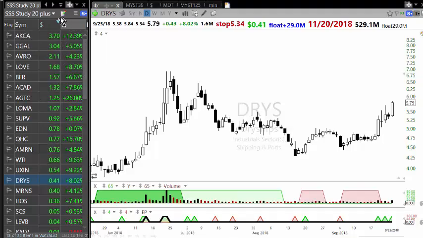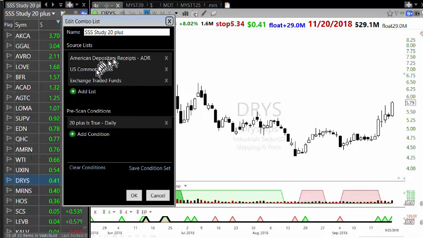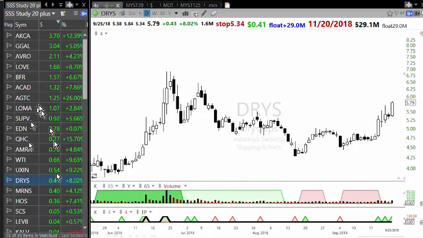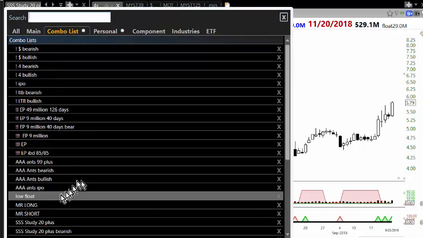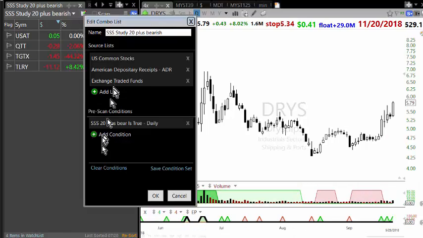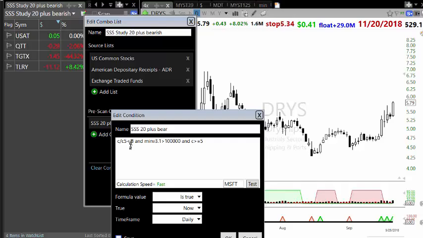So let's look at what this scan is really looking at. To start with, you're looking at ADRs, US common stocks, and ETFs, and you're looking at a move in 5 days, closing price today versus closing price 5 days ago, of at least 20%. And you're looking at only stocks with liquidity above 100,000, and only stocks above $5. Obviously there are stocks below $5 which would have made this move, but for this study we are going to use only this. In the same way we are going to look at the bearish side of this equation, which is the same, but you're looking at a stock which is down at least 20%, and the remaining criteria have remained the same.